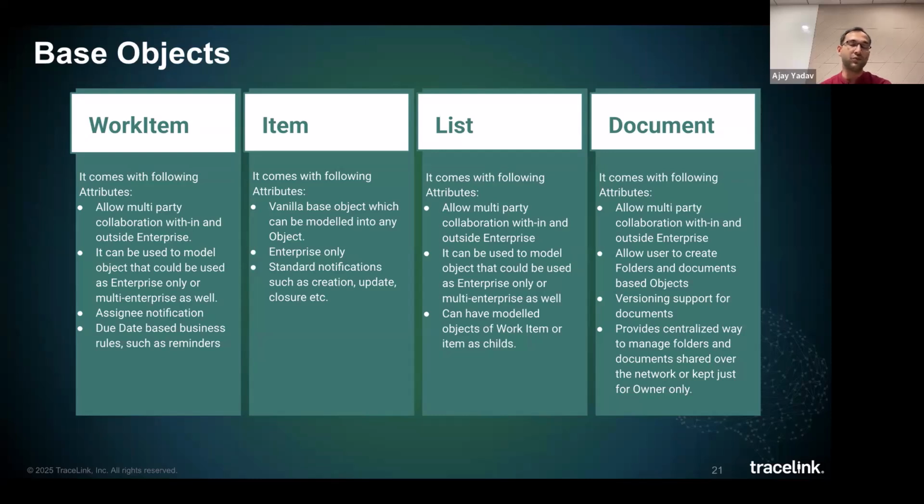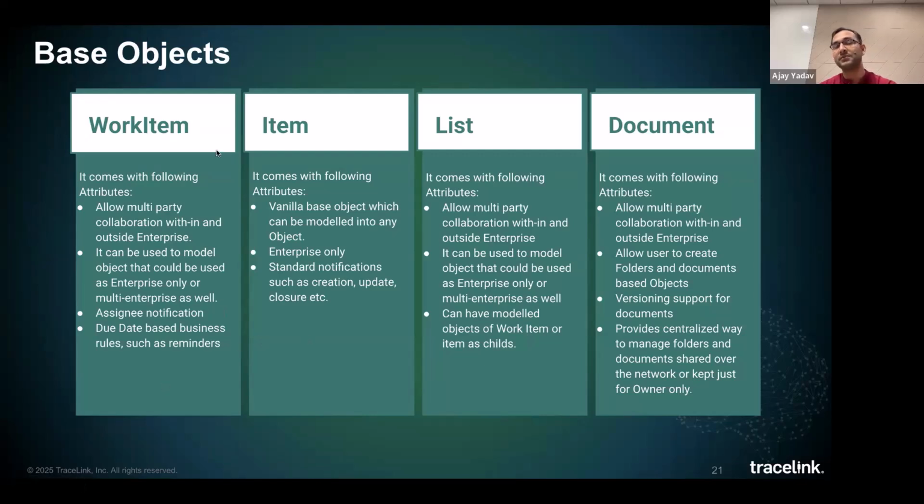For example, the people who need collaboration across different companies, across partners in the supply chain or vendors. Those are of a nature where you cross the boundary of your company and now you are interacting with a person in another company, right? And for that kind of nature, work item is the base object on which we build our business processes. Work item provides multi-party collaboration within and outside the enterprise. The objects can be modeled on top of it, which can be enterprise only or external as well. You can assign whoever is supposed to work on it, within the company or outside the company. There is a dedicated assignment notification that floats out, and due date based business rules, such as reminders, can also be built on top of it.